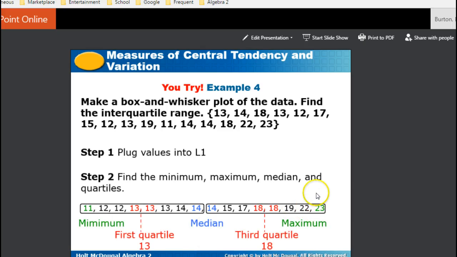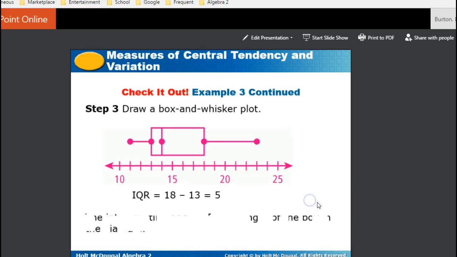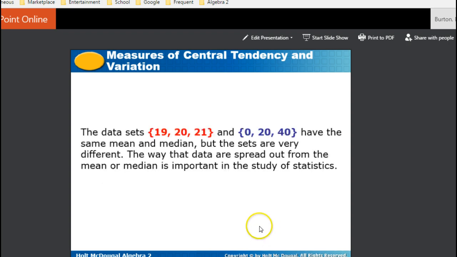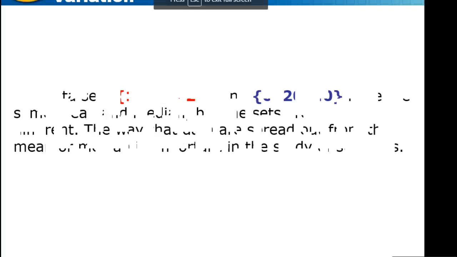Okay, I'm just going to click through that real quick. Yep, so all of that, that's what we got. Okay, now look at this. You know, can I make this bigger?